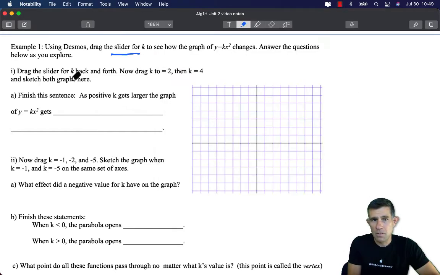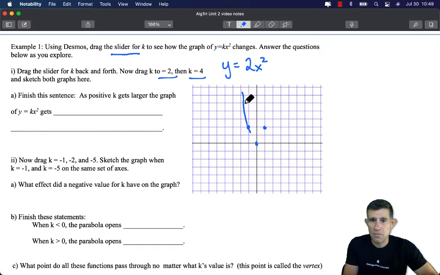So back over to our notes, it simply asks us to drag that slider back and forth. We're going to drag it to 2, and then we're going to drag it to where k is equal to 4 and sketch both those graphs. So we're going to start off by plotting our vertex point (0, 0). And since k is equal to 2, this is the graph of y equals 2x squared, I know that it's going to pass through the point 1 over and 2 up. And the reflection of that should be negative 1 over and 2 up. Now, 3 points is good enough for me to give a sassy sketch of what that parabola looks like. So here we go. There's our graph of y equals 2x squared.